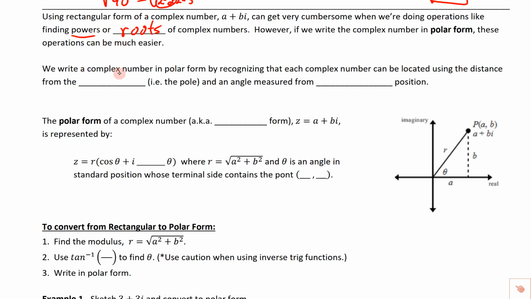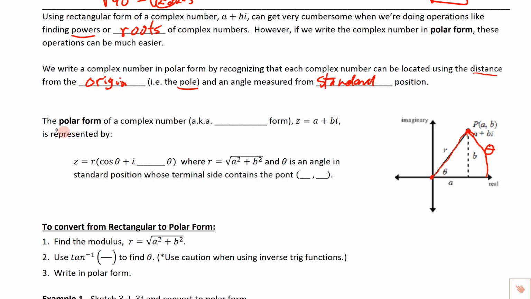So when we write a complex number in polar form, we basically recognize that each complex number, so take this complex number right here, can be located using a couple of different things. We can use the distance from the origin, which is right here, which we can also call the pole, and an angle measured from standard position. So I'm going to write the word standard right here. Just a quick reminder, this is going to be the radius, how far away from the pole it is, and then we open up this angle right here, that's going to be theta. So I've got that represented here in both cases.